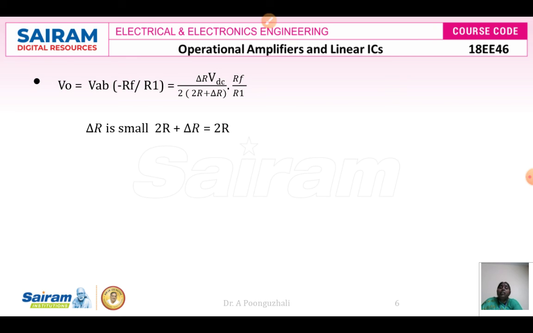So what is VAB? Del R into VDC by 2 into 2R plus del R, into Rf by R1. So here that minus and minus get cancelled, and next del R is going to be very small compared to 2R, so I can neglect the del R. In that case the denominator will be 4R into R1. So I can write V0 is equivalent to del R into R into VDC by 4R into Rf by R1. So here we are going to have it as Rf by R1 into del R by 4R into VDC. So this R and R will get cancelled here. So we will be getting this expression there. Thank you.